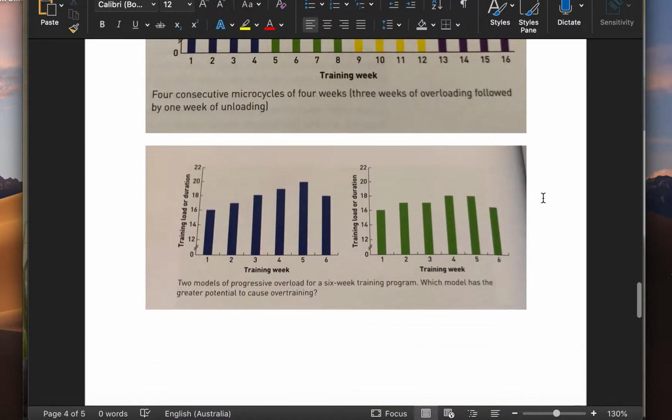These are micro cycles within one big training program, and it's one way to look at progressive overload. Now I'm going to show you this diagram, and I'm actually going to ask the question that the textbook asks. And I'll get you to think about it, and we can talk about it on Zoom later on. This is the model like I just showed you above.